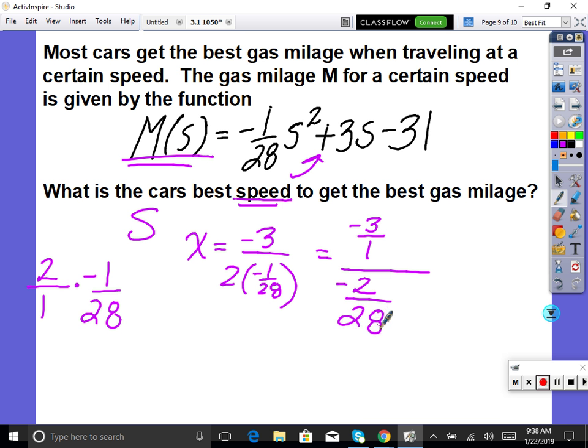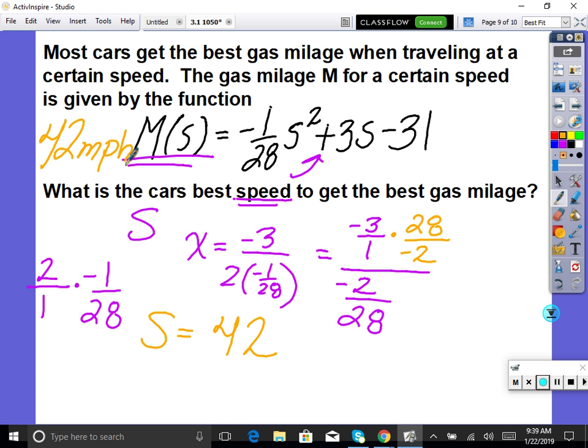Now, dividing fractions, easy as pie: flip the second and multiply, so we have 28 on top and negative 2 on bottom. So you'll do negative 3 times 28 divided by negative 2. So the s came out to be 42. So 42 miles per hour is when you're going to get the best gas mileage.